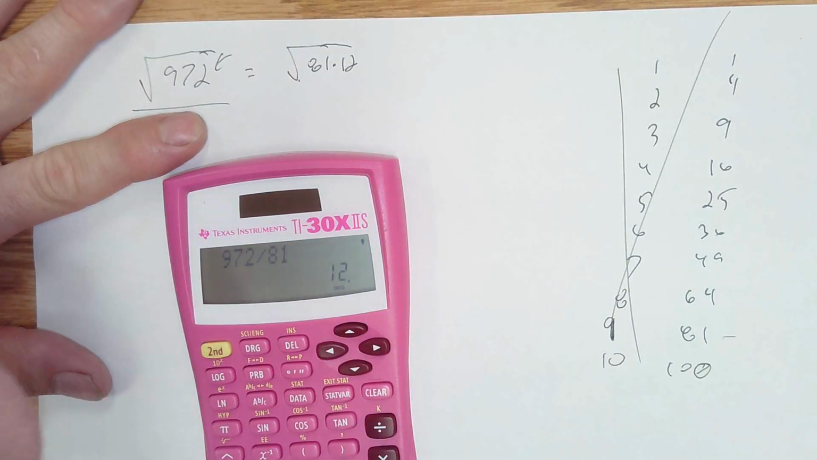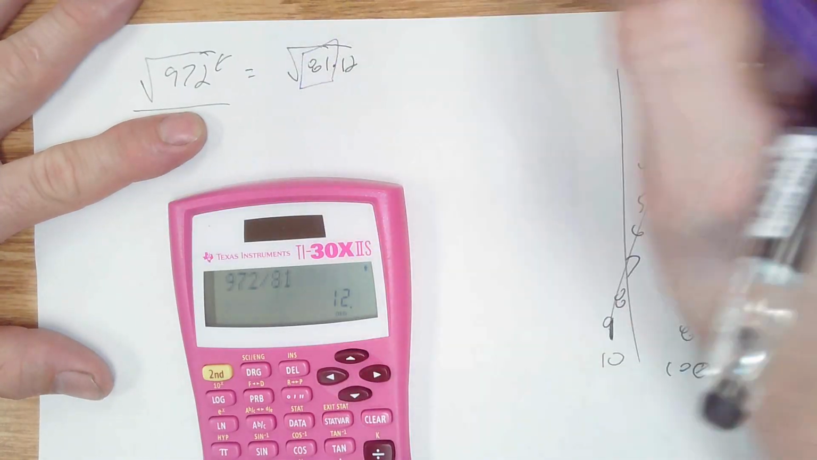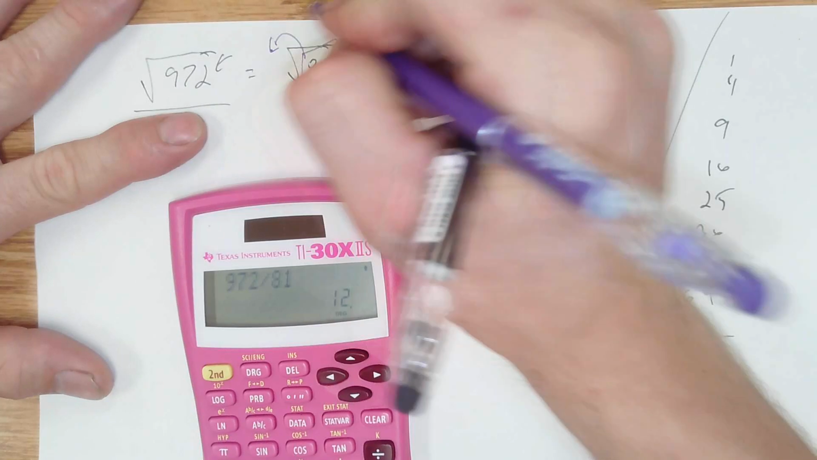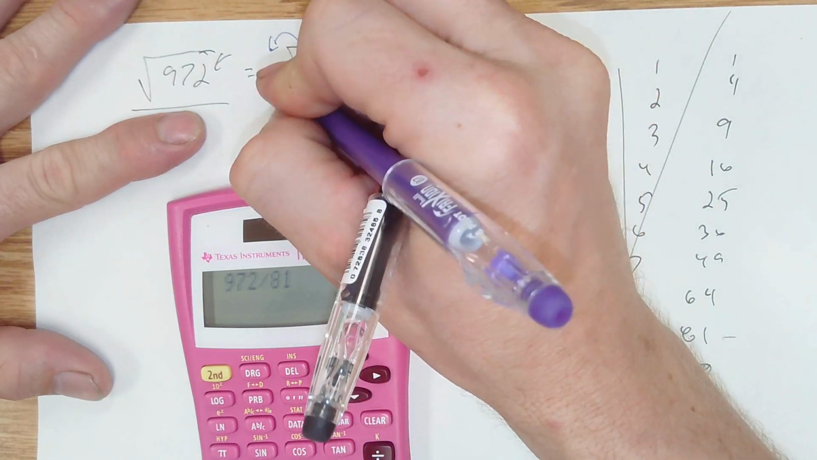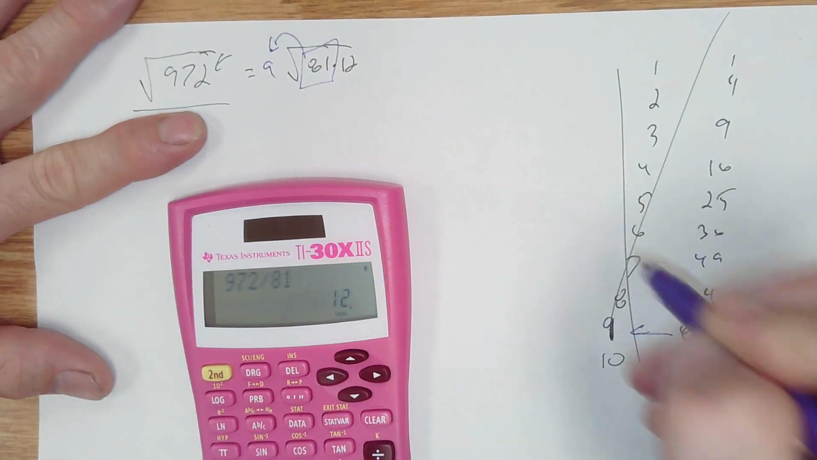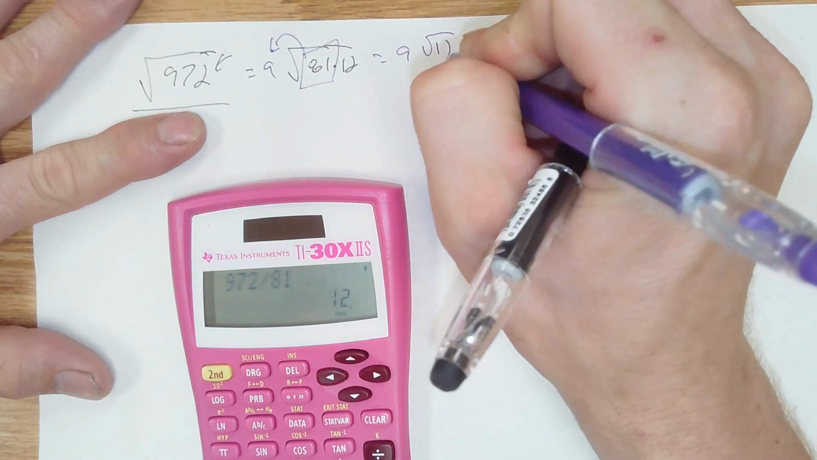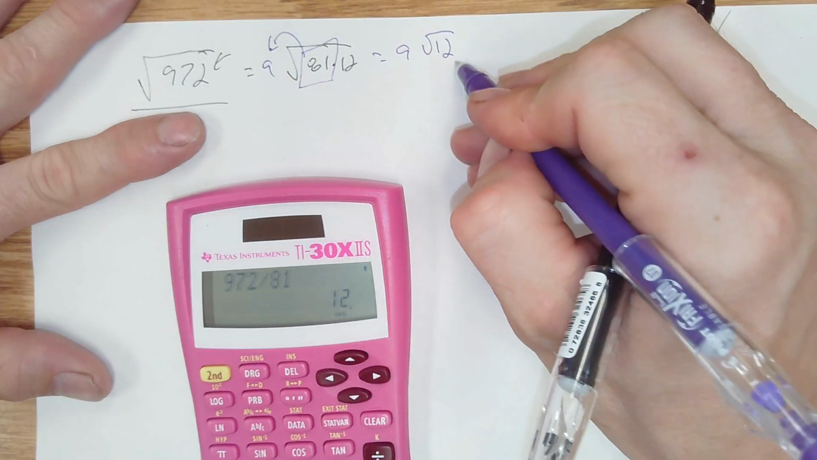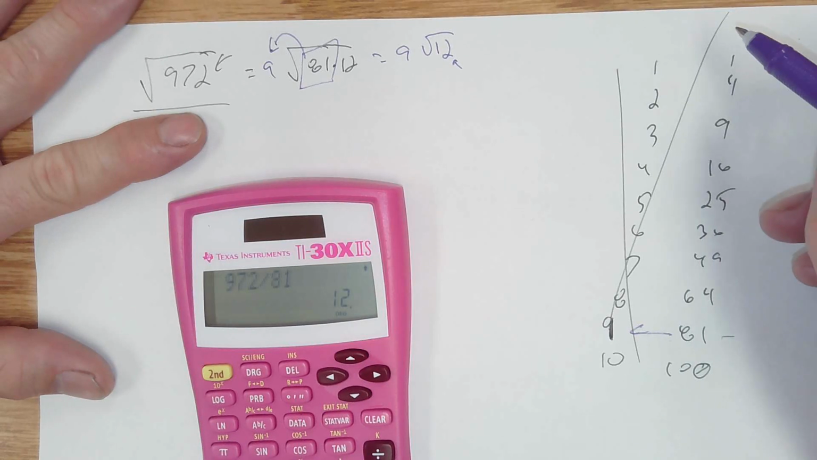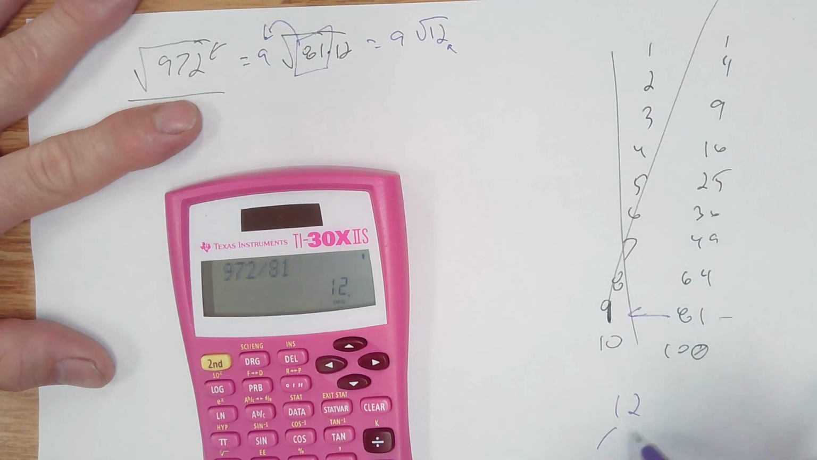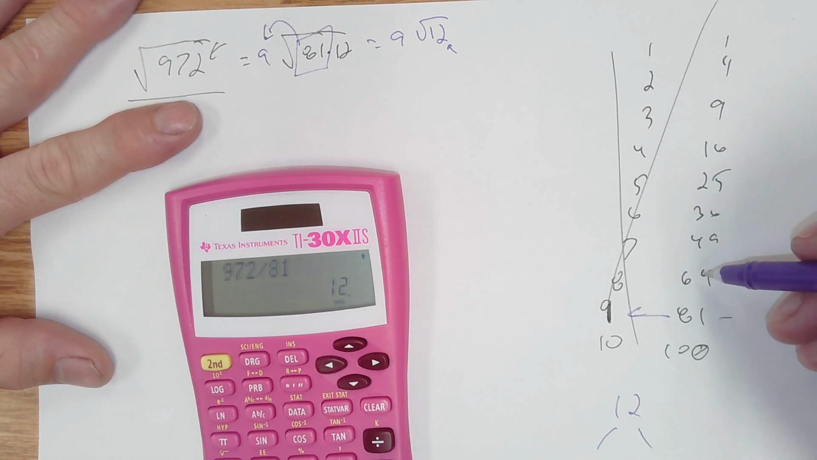Well, this 81 is a perfect square, so I can pull that out of the radical, and the square root of 81 is 9, right? So this is going to be 9 times the square root of 12. But I'm not done yet. The thing inside my radical is still not a prime number, and I wonder if 12 has anything that could be broken down into perfect squares.